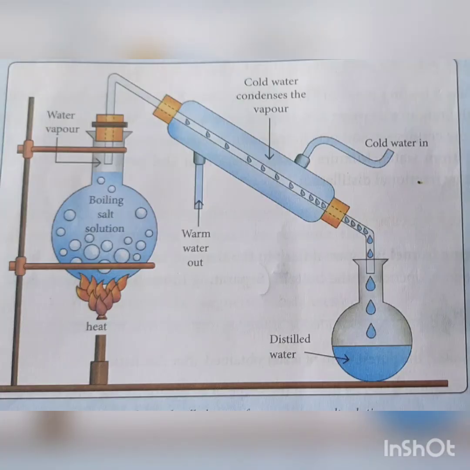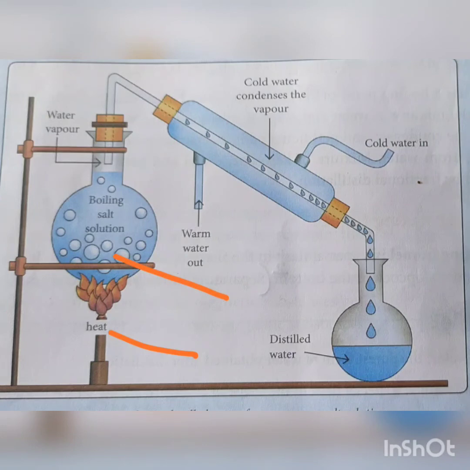Let's do an activity to obtain distilled water from the common salt solution. For this, the materials required are solution of common salt in water, 2 round bottom flasks of different sizes, a condenser and a Bunsen burner. We pour the salt solution in the first round bottom flask and set up the apparatus as is shown in this figure. Light the burner and heat the solution in the flask till the water begins to boil.